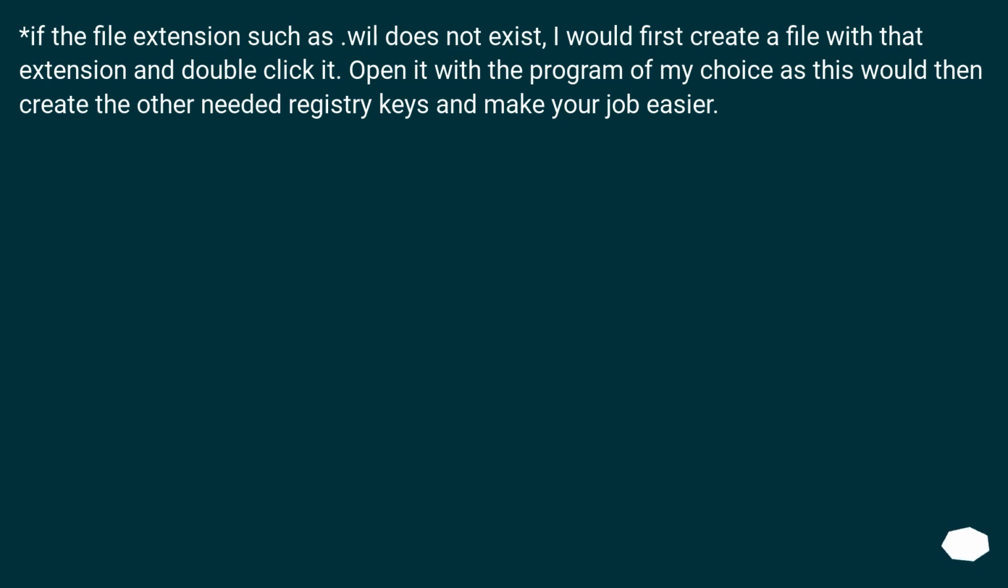If the file extension such as wil does not exist, I would first create a file with that extension and double-click it. Open it with a program of my choice, as this would then create the other needed registry keys and make your job easier.